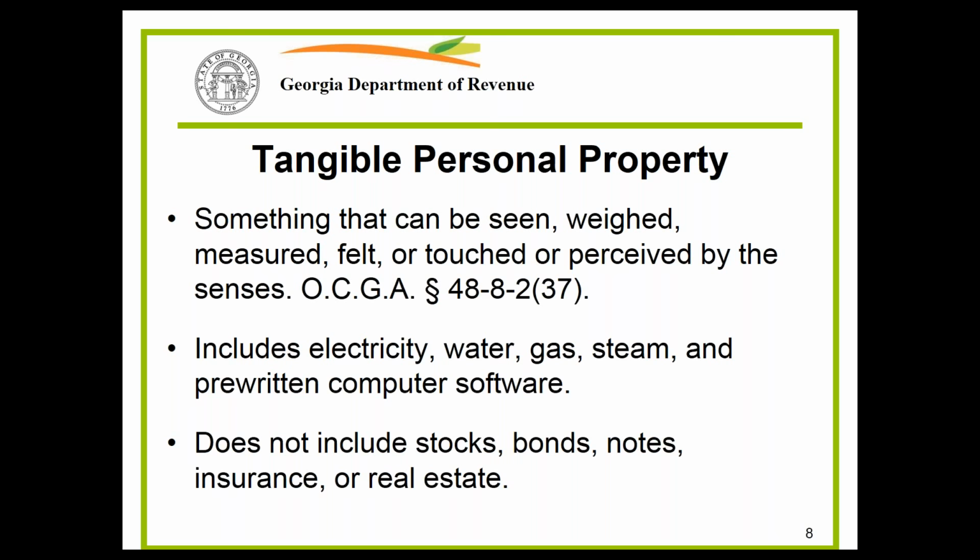Stocks, bonds, notes, and insurance would all fall under intangible property. And then real estate is, of course, real property. So those items listed in the third bullet point are not tangible personal property, and they don't fall within the scope of what's subject to sales tax.